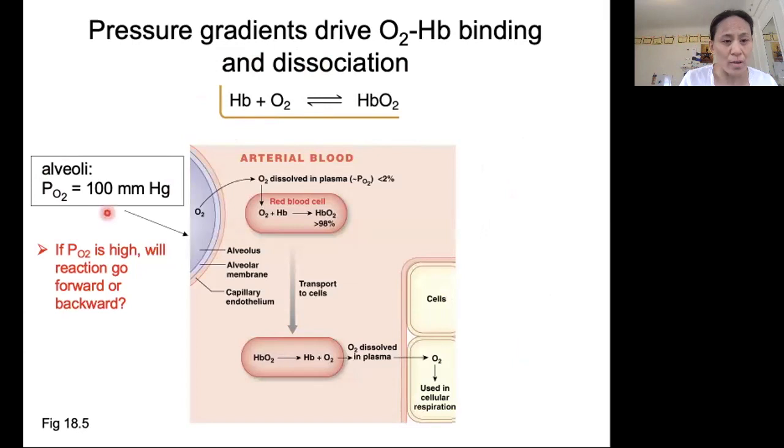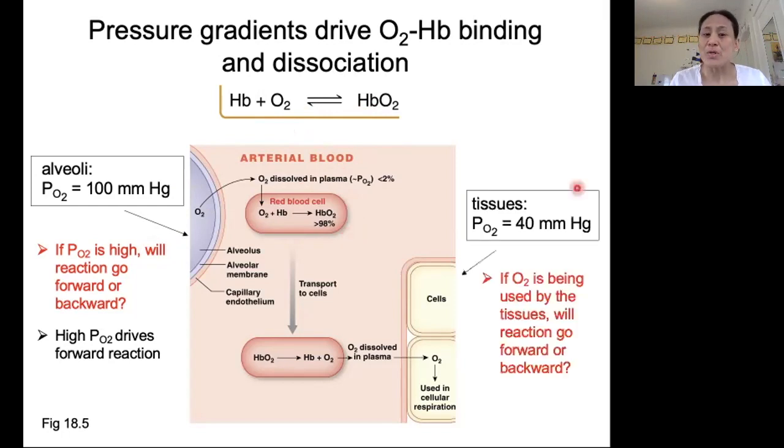If we look at the alveoli, we have a high PO2. If we compare that to this equation, are we going to favor the forward or the backward reaction? Take a moment to think about that. Okay, so this should favor the forward reaction. We're going to favor the formation of oxyhemoglobin, which makes sense functionally because what we want to do is we want those red blood cells to pick up that oxygen so that it can be transported in the blood.